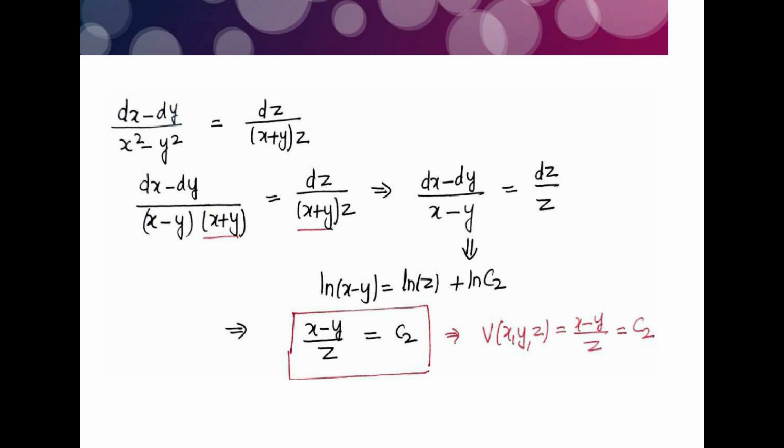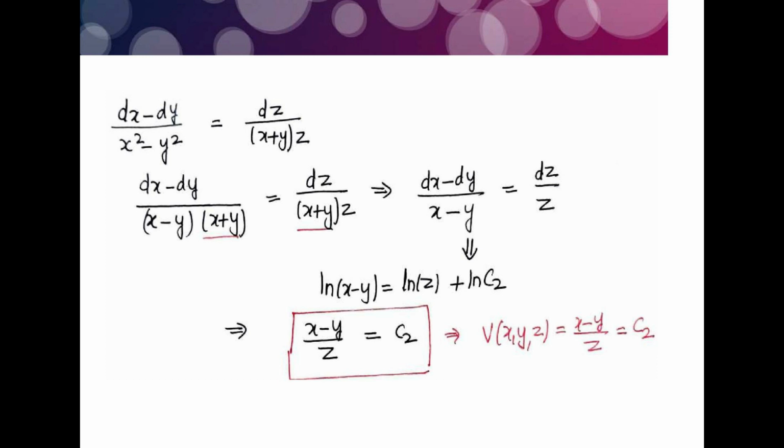Now in this dz and dx minus dy terms, see the denominator part, x plus y is appearing in both the terms. So we can cancel x plus y from both sides, and finally we have dx minus dy divided by x minus y, this is equal to dz upon z. Now this form is integrable. We can integrate both sides. We get ln x minus y, this is equal to ln z plus ln c2.